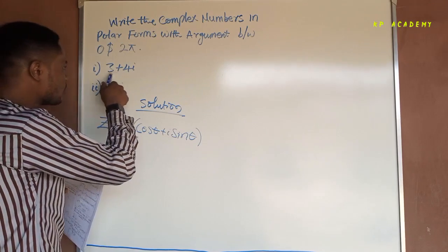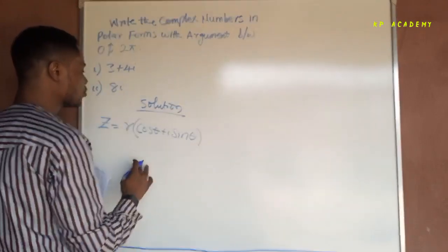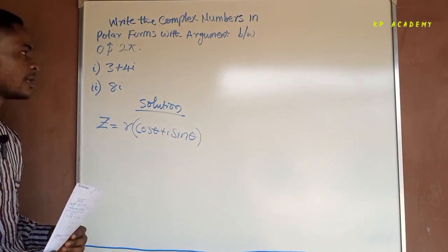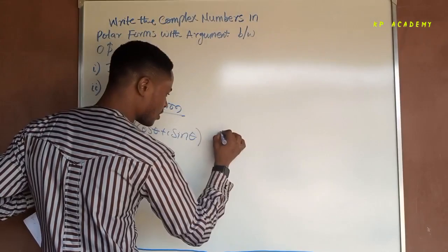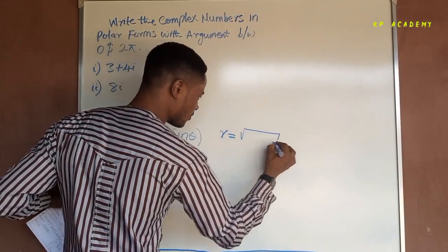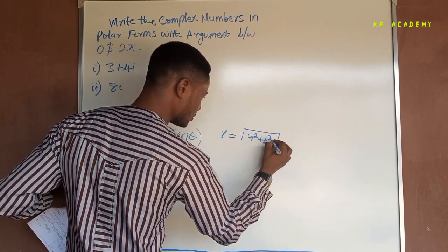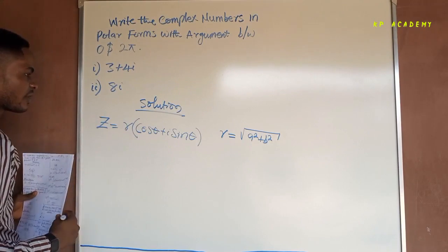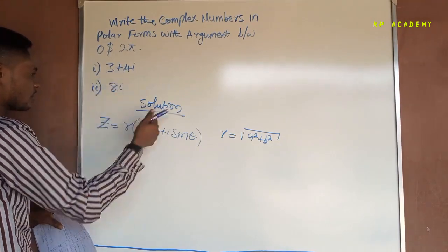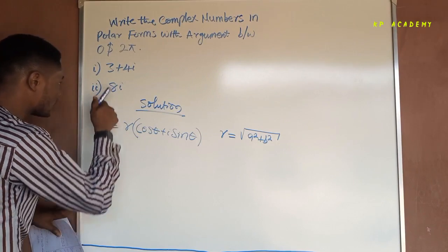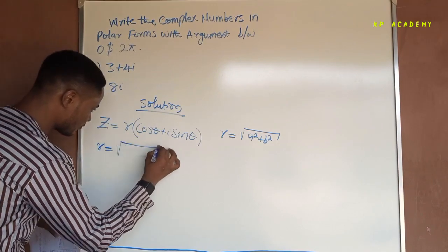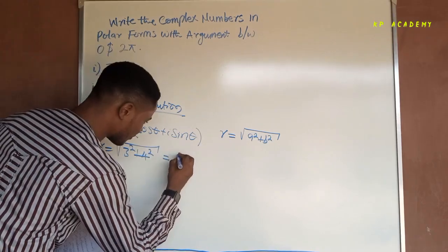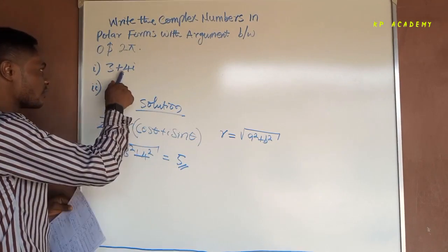Okay, so for me to get the modulus of this complex number, I've already taught you how to get the modulus of a complex number. Modulus simply means the magnitude of that complex number. The formula for getting the modulus is r equal to square root of a squared plus b squared. And this is the formula for the polar form of a complex number. So let's get the modulus. Therefore, the r for this, let's start with the first one, is nothing but square root of 3 squared plus 4 squared, which is nothing but 5. All right. So 5 is the modulus of this complex number.